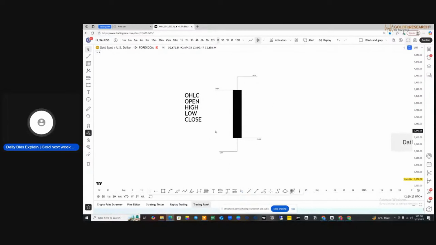Now let's see how the power of three works behind this concept. Some people might not know what the power of three means. So for them, I'll write it here. Power of three refers to accumulation, manipulation, then distribution.